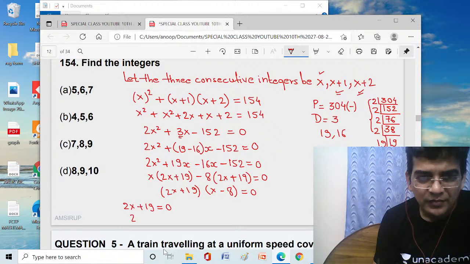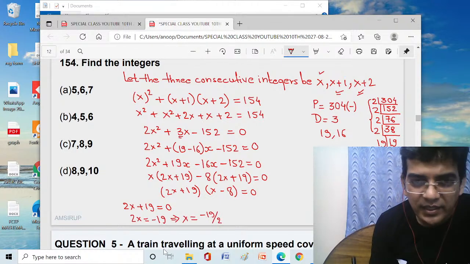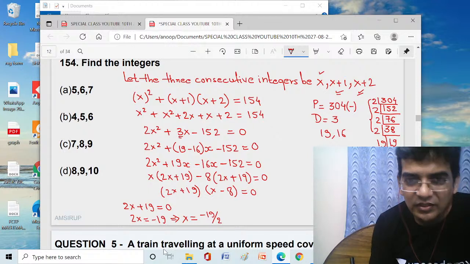2x is equal to minus 19. So that will give you the value for x as minus 19 upon 2. Okay, so we see we are getting one value for x as a negative fraction. Now as you can see, this is a fraction, so this cannot be an integer. So we are going to leave out this value. Moving on to the next one.